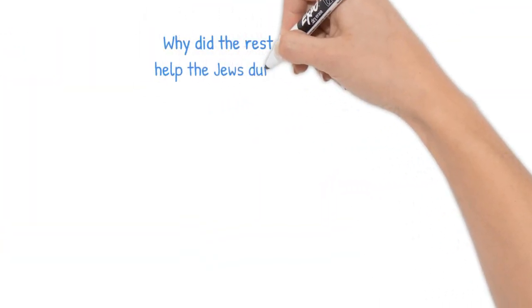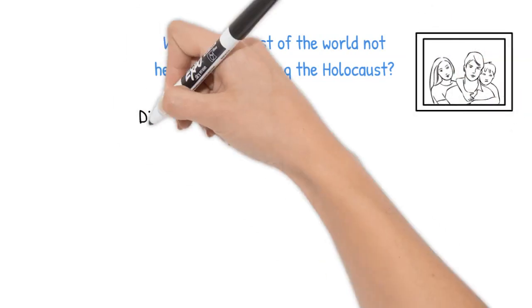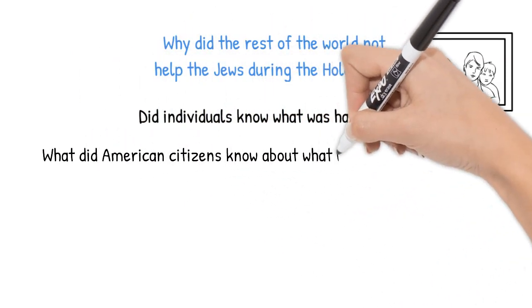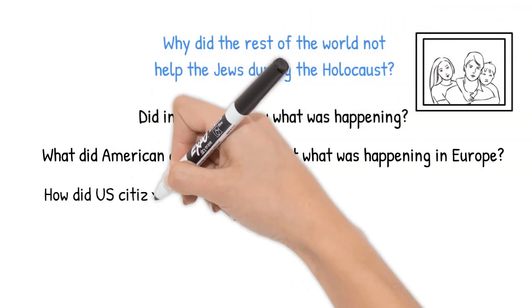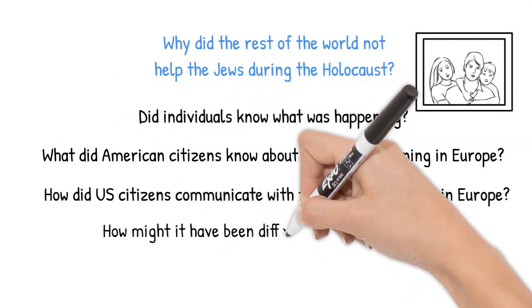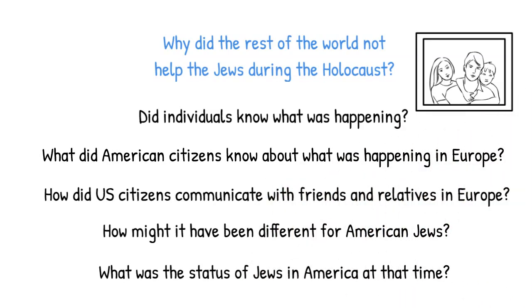Let's go back to the individuals who are probably still worried about the Depression in the United States. What did American citizens know about what was happening in Europe? How were US citizens communicating with friends and relatives there? What were they finding out? How might it have been different for the American Jewish community? What was their status at the time?